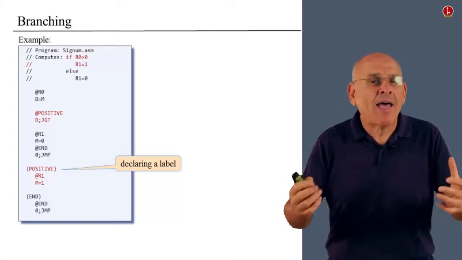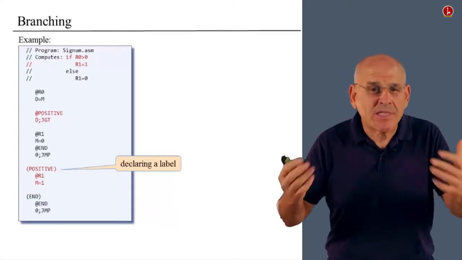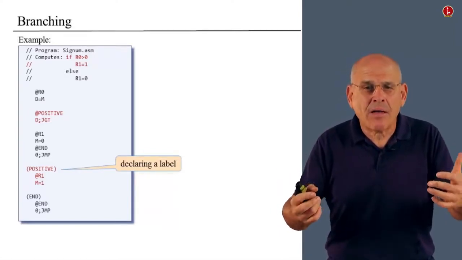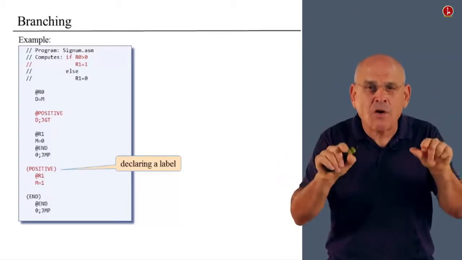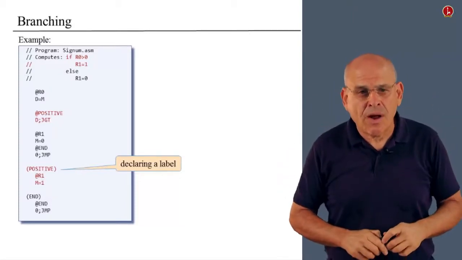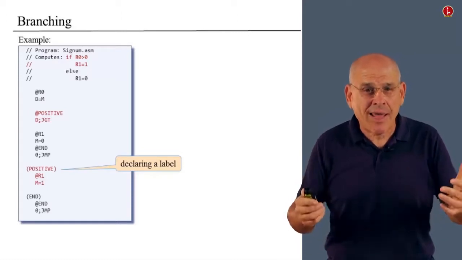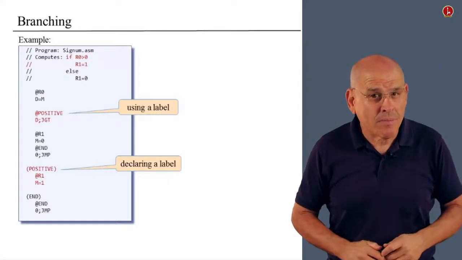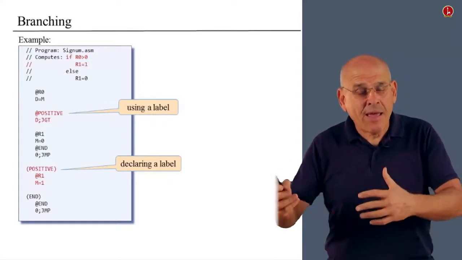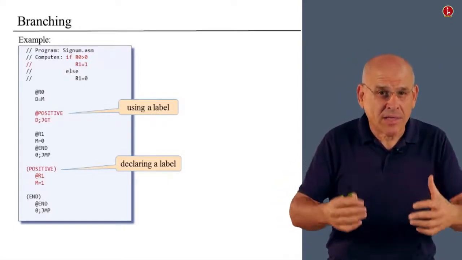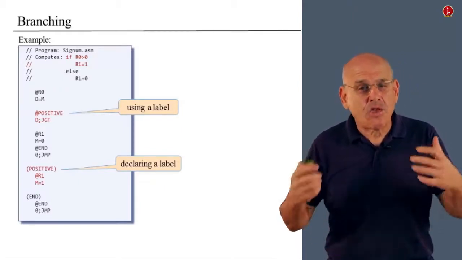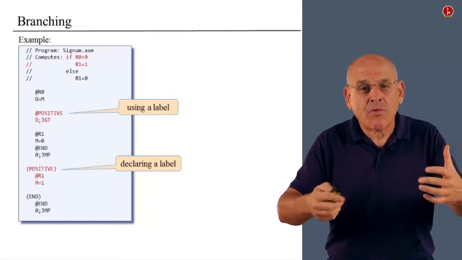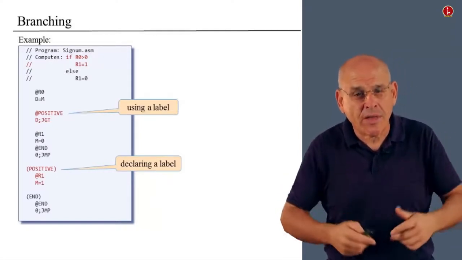And when we designed the Hack assembly language, we decided that label declarations will be made by just writing the label and enclosing it in round parentheses. So this is how we declare a label in the Hack assembly language, and this is how we use the label. So instead of saying at 8, we now say at positive. And it is the job of the assembler and the translator to translate these labels into concrete numbers.